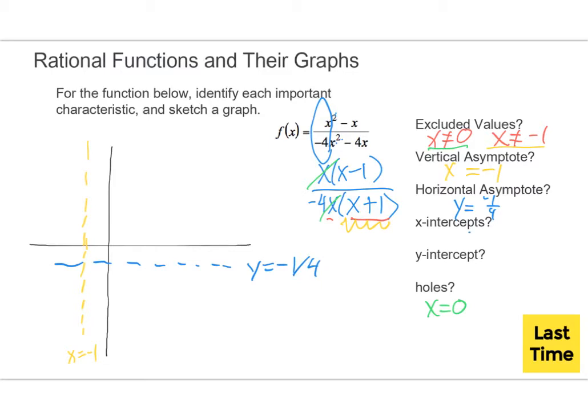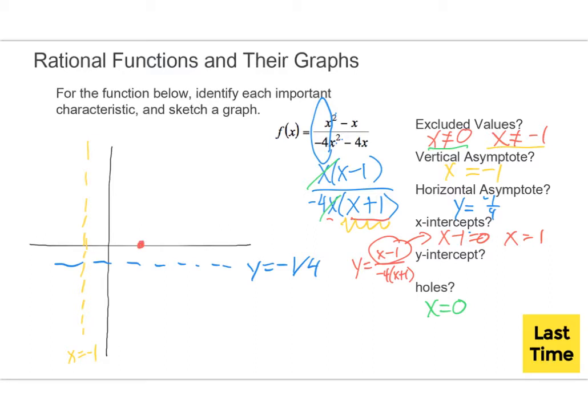X-intercepts. So now we're talking about the equation. I'm going to change colors. Now that we've reduced this, we've got x minus 1 on top and negative 4 times x plus 1 on the bottom. For the x-intercepts, it's whatever makes the top equal to 0. So x minus 1 equals 0. x equals 1 would be the x-intercept. So I'm going to put that on here.